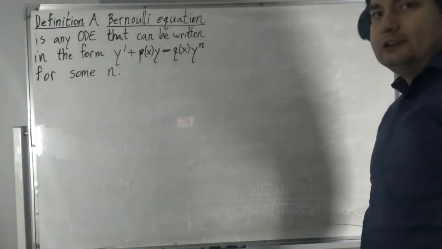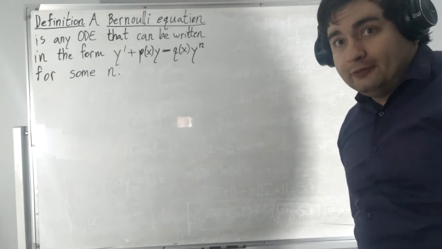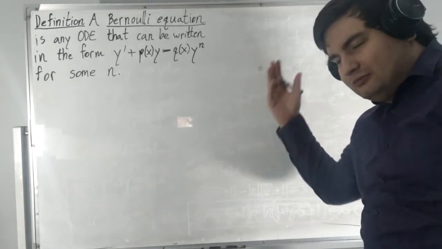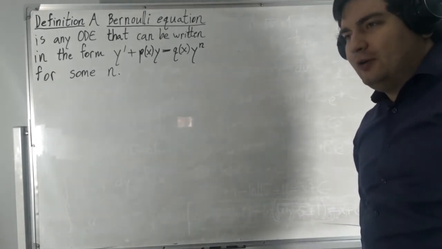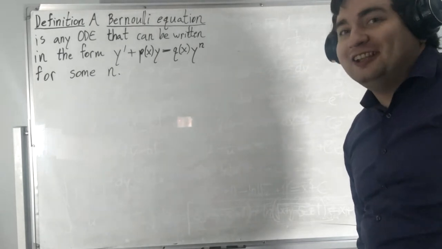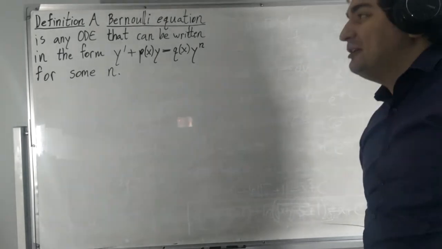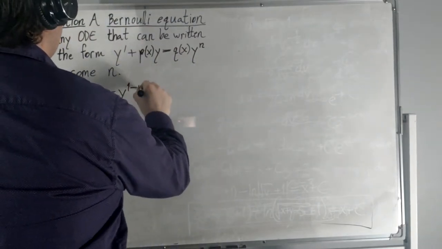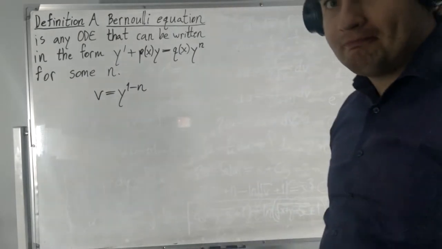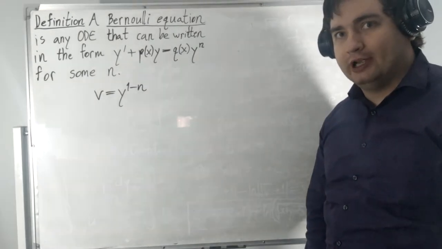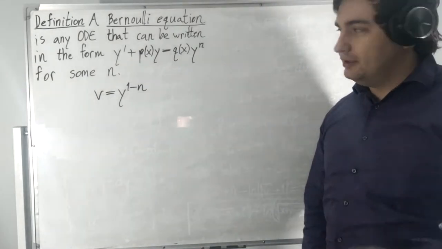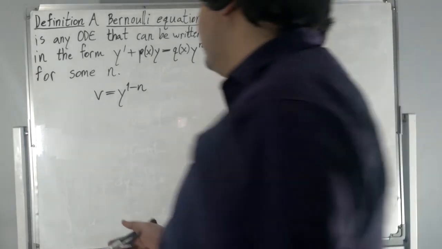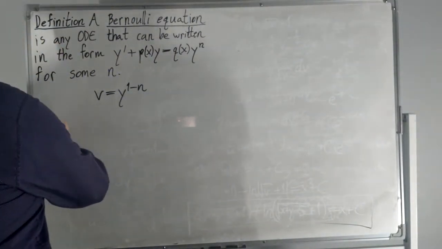Bernoulli equations can always be solved. Well, they can always be reduced to finding an integral by making the substitution v equals y to the 1 minus n. Okay, the best way to learn this is to see it in action. So let's do an example.